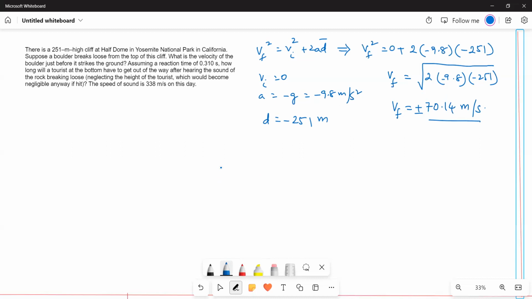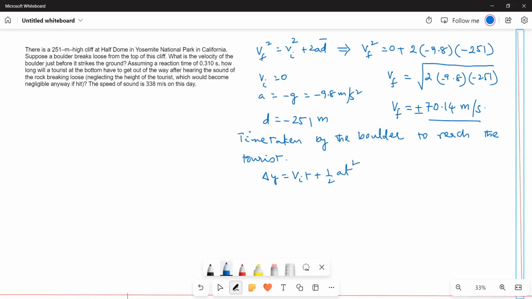Okay. Now, the next one is how much time the boulder will take to reach the tourist. Time taken by the boulder to reach the tourist. We use the equation again: delta y is equal to Vi t plus half a t squared. And then Vi is equal to 0, and delta y is equal to minus 251.